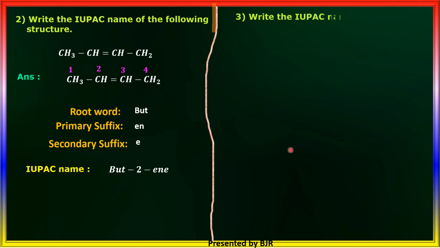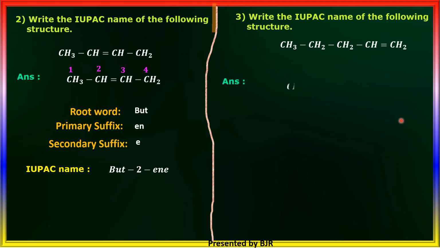Next, third problem. Write the IUPAC name of the following structure. CH3, CH2, CH2, CH, CH2. And here is the answer.